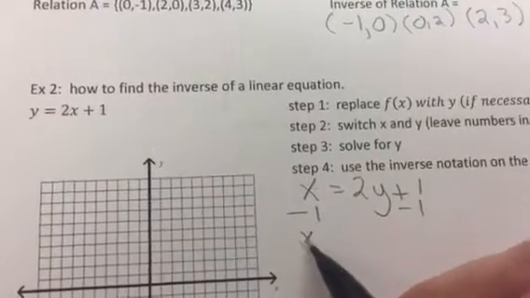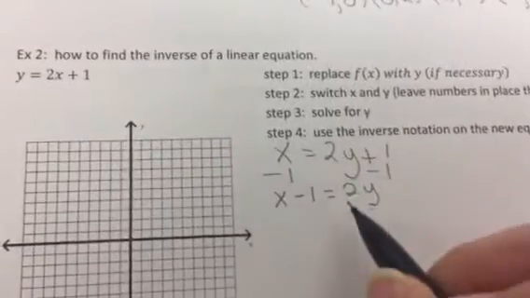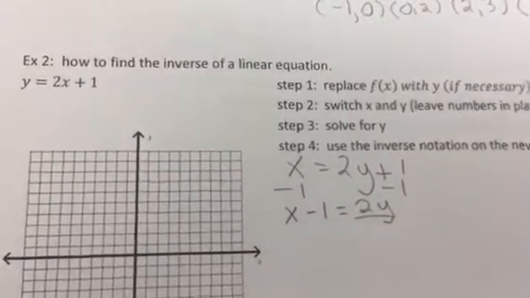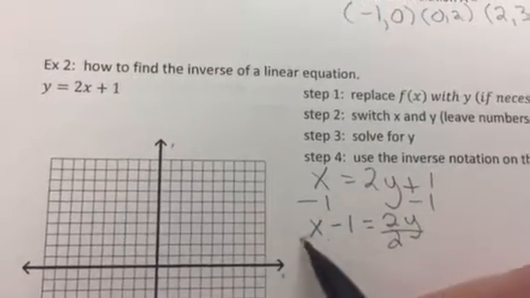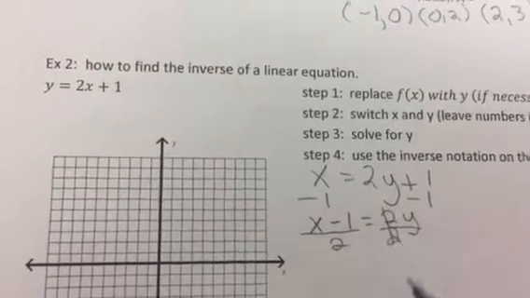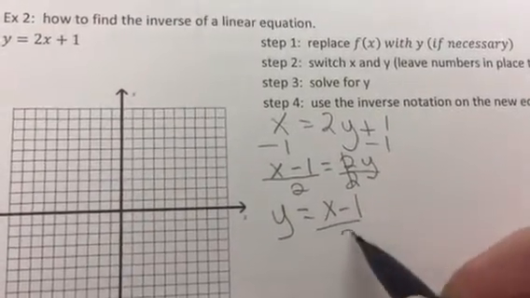Now, that's going to give me x minus 1 equals 2y. So I've switched my x and my y. I'm solving for y. Divide both sides by 2. And I'm going to get y equals (x minus 1) over 2.